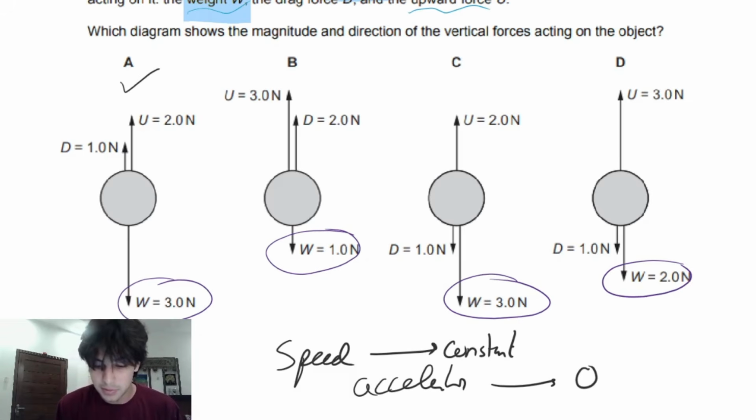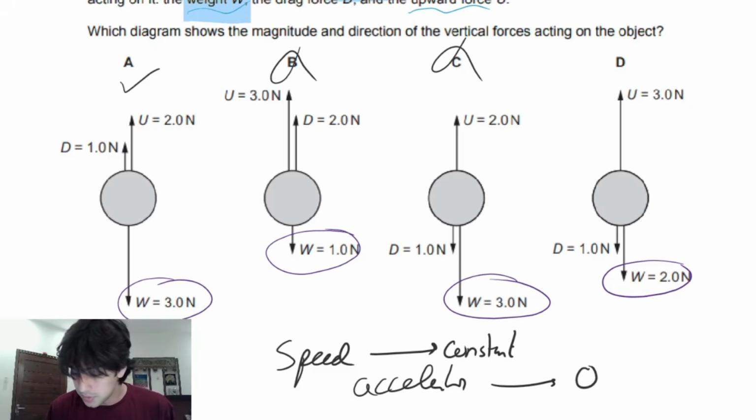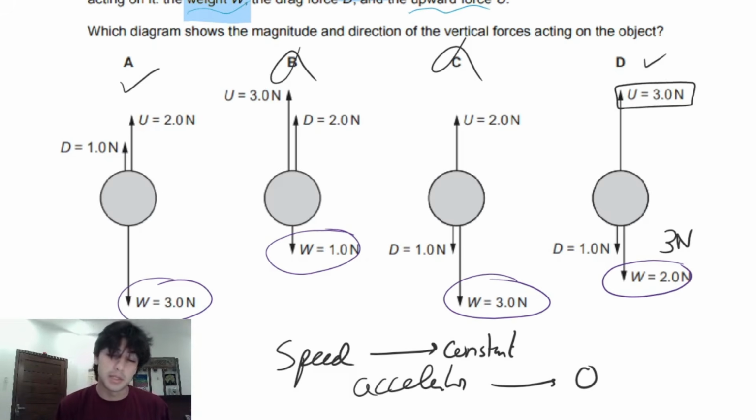1 downwards, 3 plus 2 is too much. It's not going to be an option. 1 plus 3 is 4. Not going to be an option. 1 plus 2 is 3 newtons. And over here we can see that up thrust is 3 newtons. So this can be an option. So we are left with A and D.